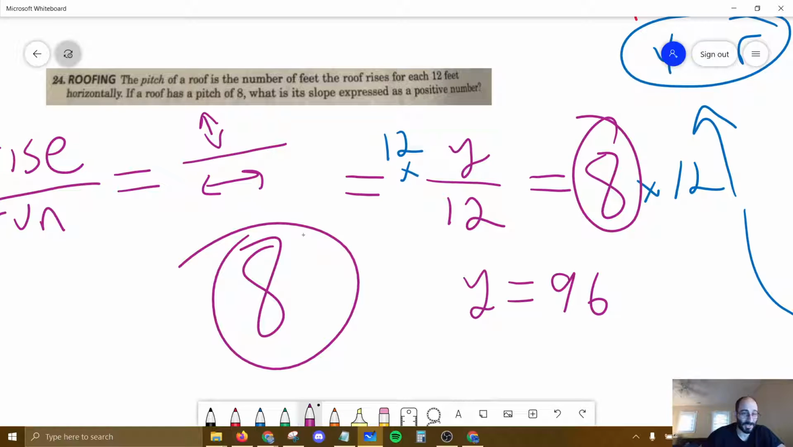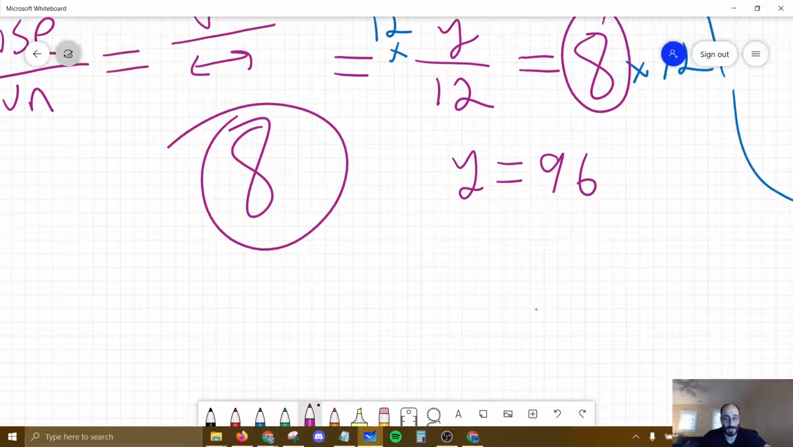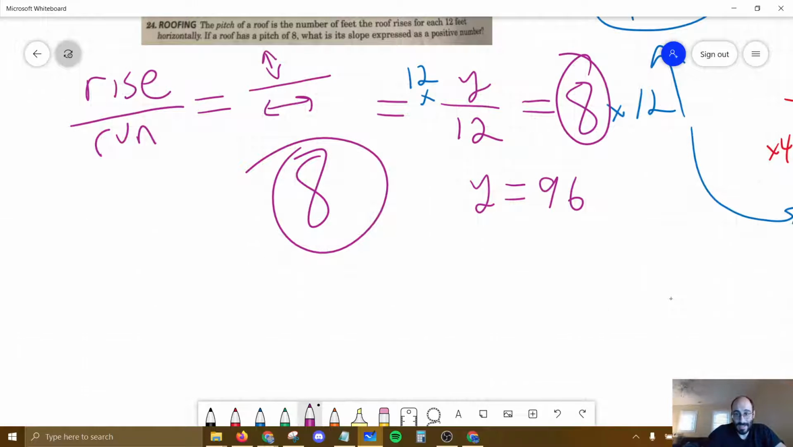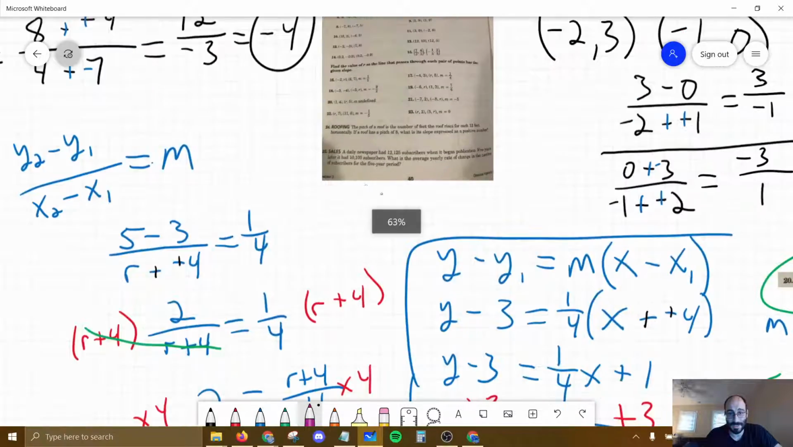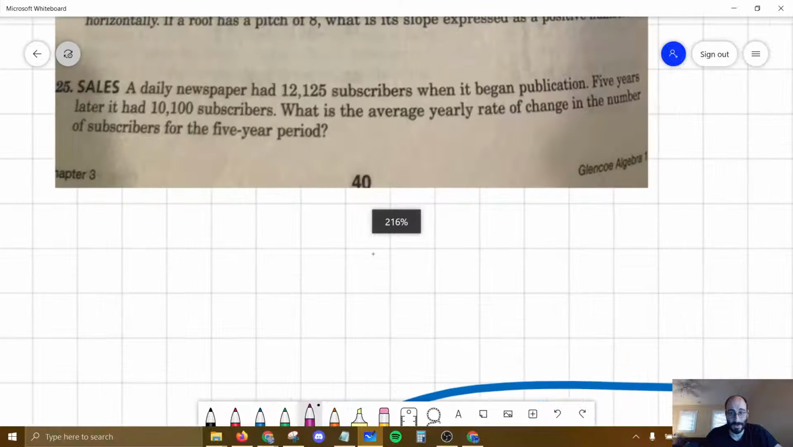Okay, so that question's a little confusing. If a roof has a pitch of 8, what is its slope expressed as a positive number? Okay, so that one doesn't really make sense to me, because if pitch is the slope in this case. Okay. Finally, let's go to the last one here. Sorry, can't really help you with that. They wrote that question really weird.